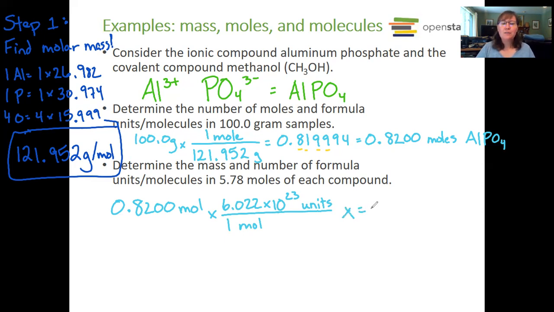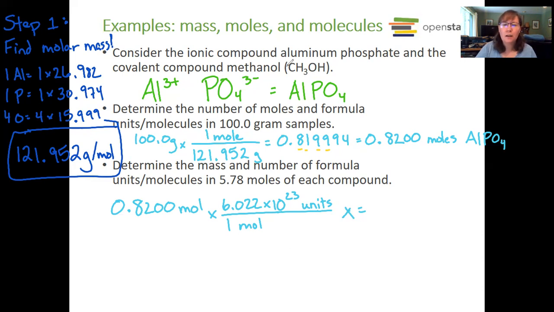Okay. And so this means that now if we have that aluminum phosphate, if you were doing the methanol above, you would be calling them molecules because methanol is covalent. And so those are molecules, but aluminum phosphate is not covalent, it's ionic because it starts with a metal. And so we know where that is.